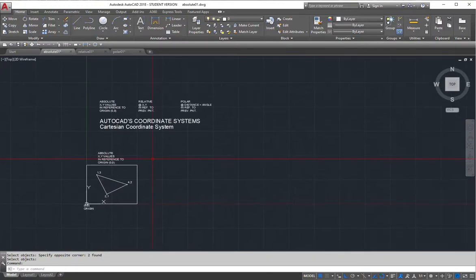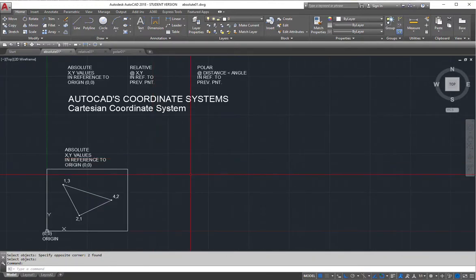Okay, so in the past two videos, we looked at the absolute method of inputting our information, x, y values in reference to the origin, the absolute reference. Then we had relative, where the first point is always absolute, and anything after that, we have the at symbol and then the x, y values. The at symbol simply says from this previous point, I'm going to move x distance on x and y.